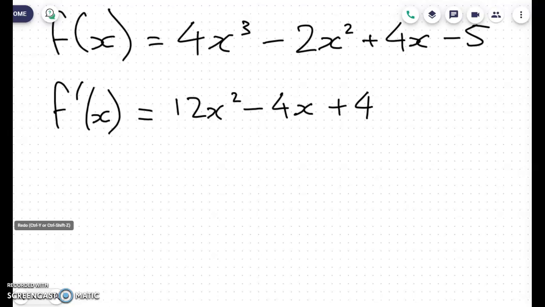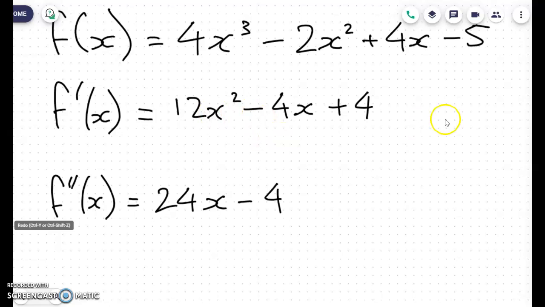So we found that. So this, remember, gives me the gradient of this at any point. And now, if we've got this, we can find how the gradient changes for that one, which is just finding the derivative of that. So that's pretty easy. 2 times 12 is that. Minus 4x goes to minus 4. And of course 4 goes to 0. So this is the gradient of this one at any point.